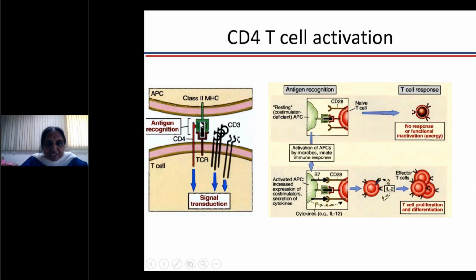Once the CD4 has recognized this MHC class 2 molecule, these two cells will come in very close vicinity and the MHC TCR complex will come together, and you have these CD3 molecules which have long intracytoplasmic chains. They have these motifs which will cause phosphorylation and further signal transduction. But if you look at it, the naive T cell, when it binds with MHC TCR, does not get activated. It needs some more signals.